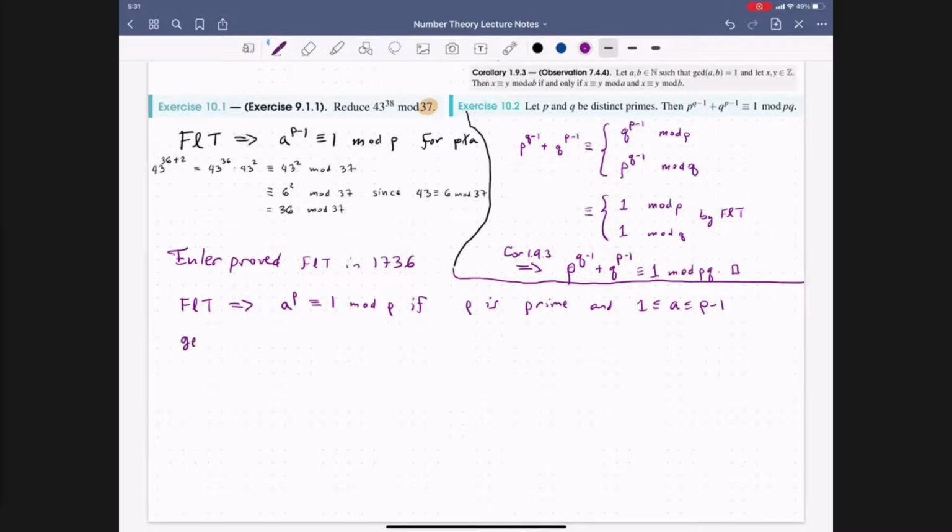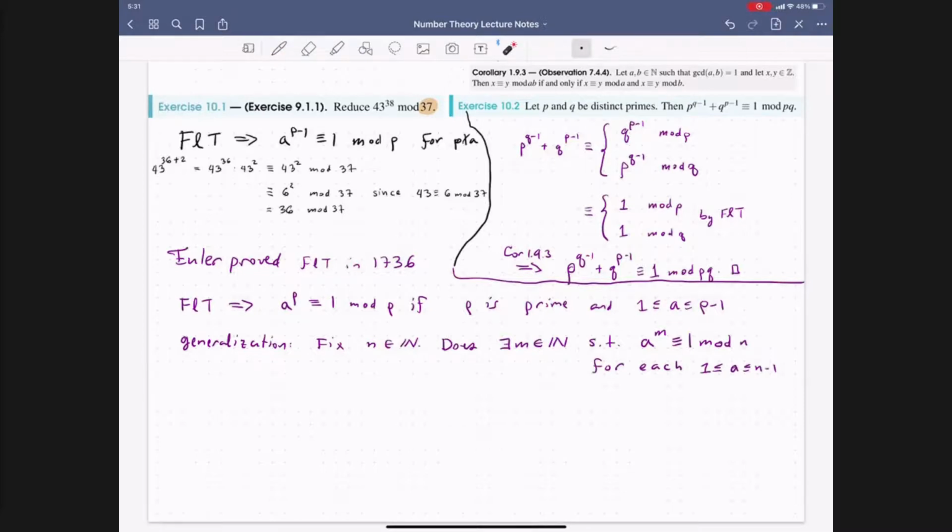So a possible generalization would be: fix a natural number n. And what we want to know is, does there exist a natural number m such that if we raise a to the m, we get back that this is congruent to 1 modulo that number n for each a that satisfies the inequality 1 less than or equal to a less than or equal to n minus 1. And so that seems to be a way of generalizing Fermat's little theorem.